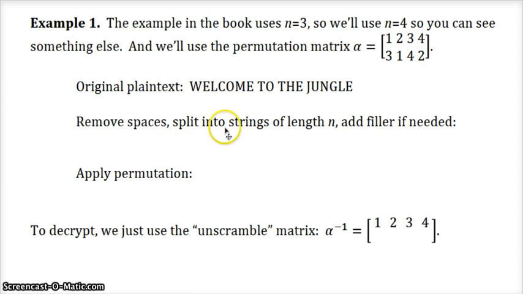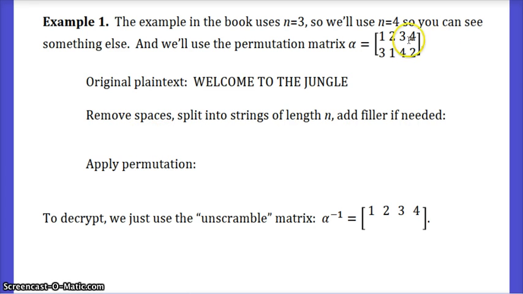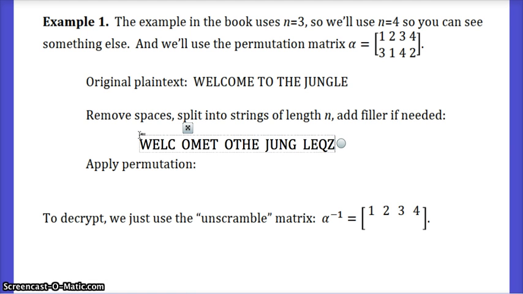with spaces put into different places. So it's going to look like this. Notice that they have to be in strings of length 4. So we're going to go WELC, that's the first string, and then OMET, and then the next string OTHE, and then JUNG, and then LE, just nonsense letters at the end. So that's fine. And then we do the permutation.